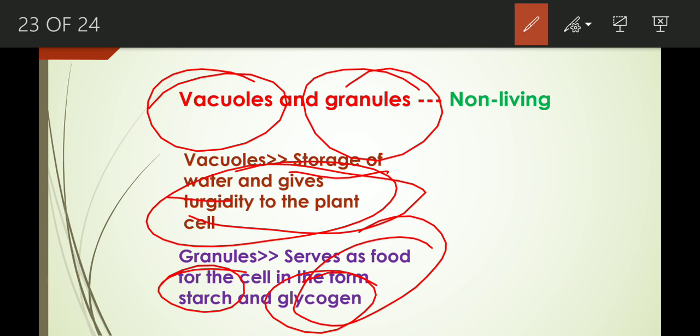So this is all about this lesson. I think it is clear to you all. In total, the basic concept of cell is clear to you all. Now, this is the last lesson of this particular topic.